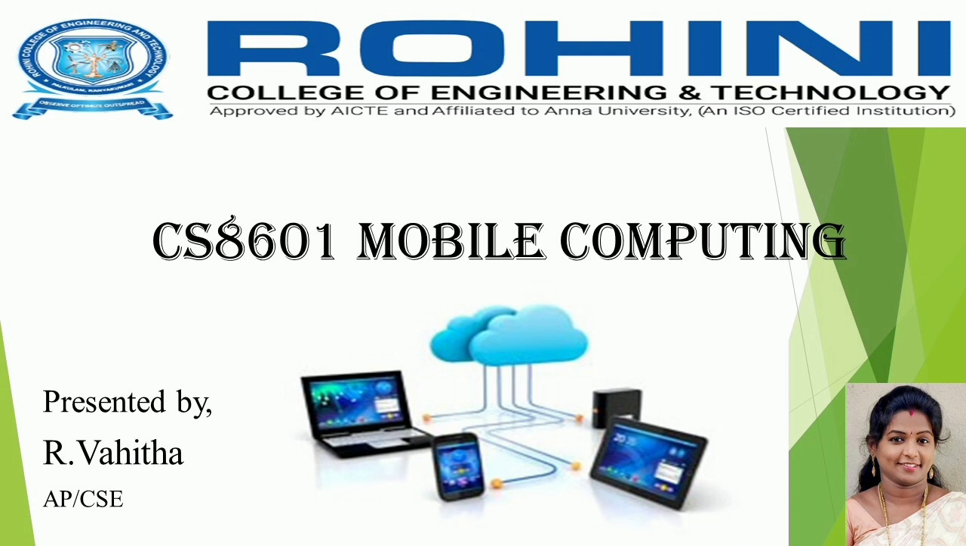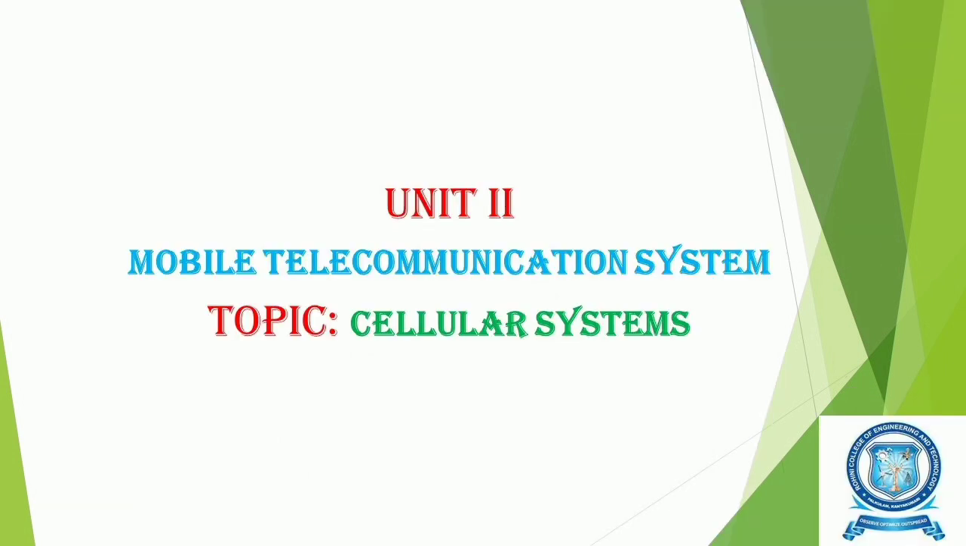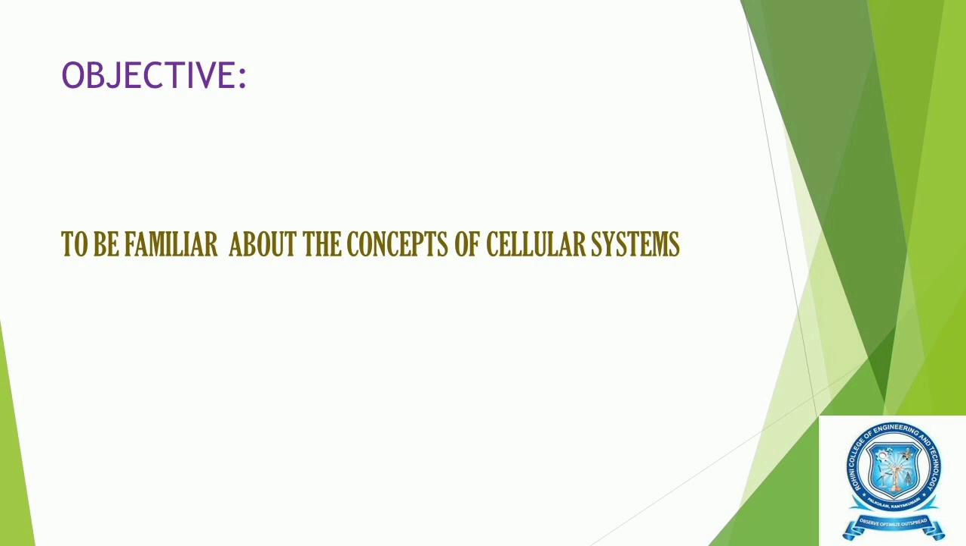I am here to explain a few concepts of the subject CS8601 Mobile Computing. We are discussing Unit 2, that is Mobile Telecommunication System. The topic explained here is the cellular systems. So let's see the objective first. The objective of learning this topic is to be familiar with the concepts of the cellular systems.